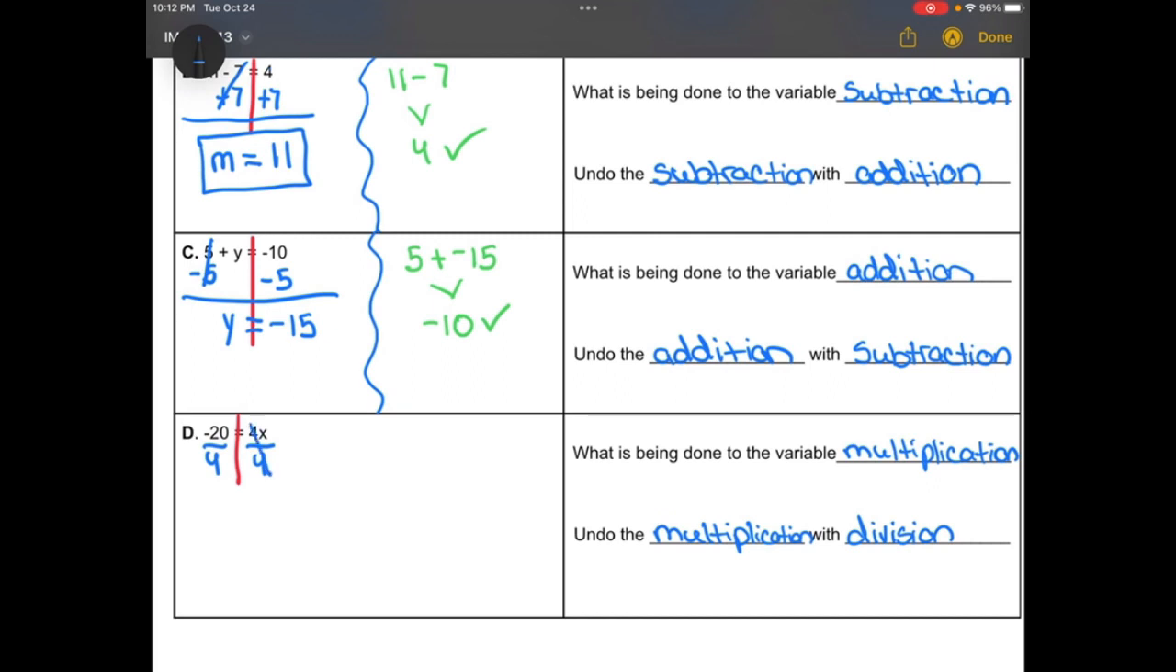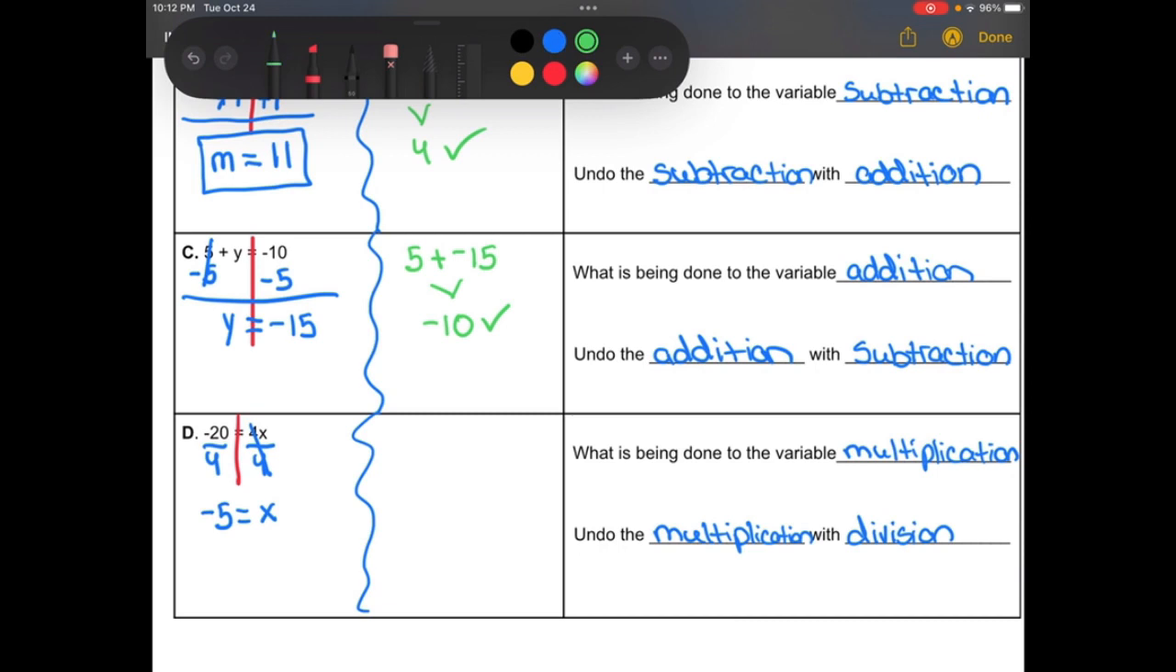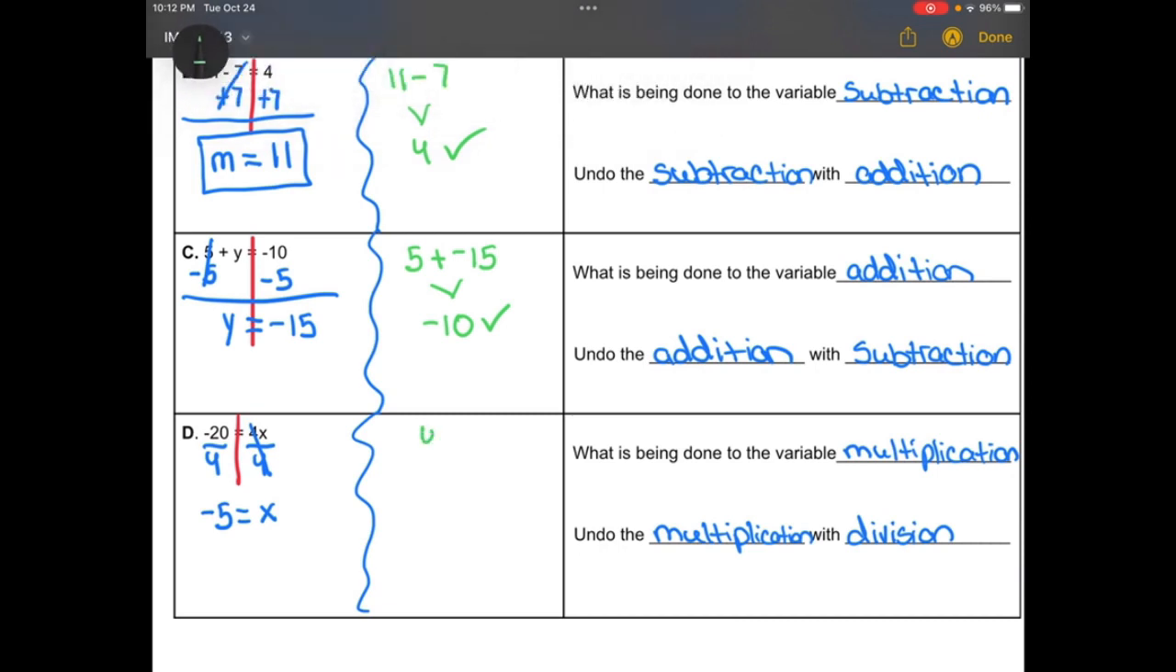Calculate negative 20 divided by 4, and I end up with negative 5 equals x. And again, you can plug in that 4 times negative 5, and that gives you negative 20, which means my answer is correct.